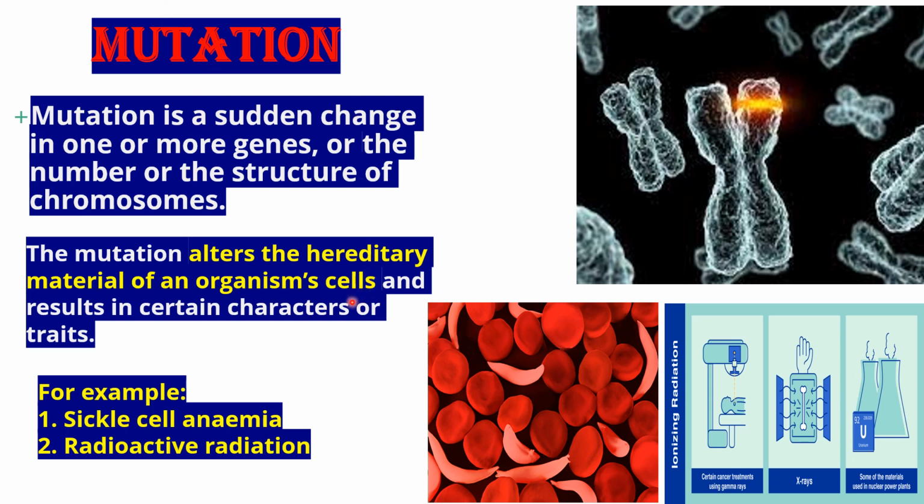Then what is the result? It results in certain characters, new characters or new traits will develop. For example, sickle cell anemia. Here you can see some blood cells are sickle shaped. Yes, this is due to mutation. Then another one, radioactive radiation. Due to radioactive radiation, mutation can occur.